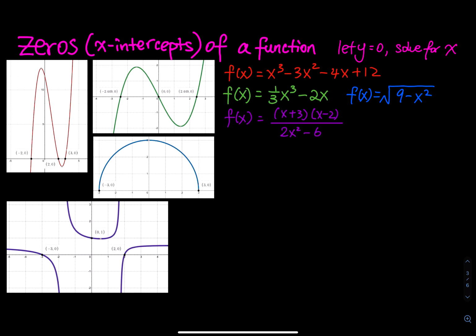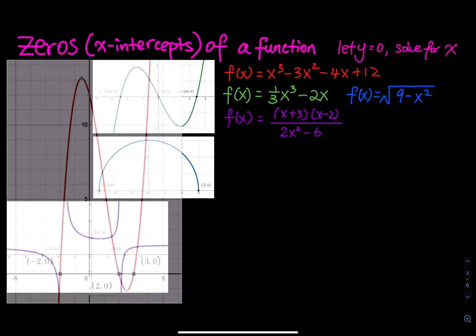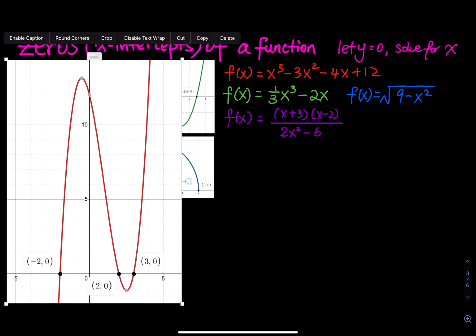Each function has its graph. So the first function is the third degree polynomial. We have f of x equals x to the third minus 3x squared minus 4x plus 12. Here is the graph. I really like this setup because I can just tap on this graph and then zoom it in and blow it up. So this is the graph of the function that I just mentioned.